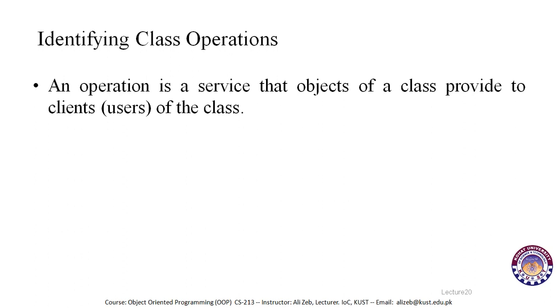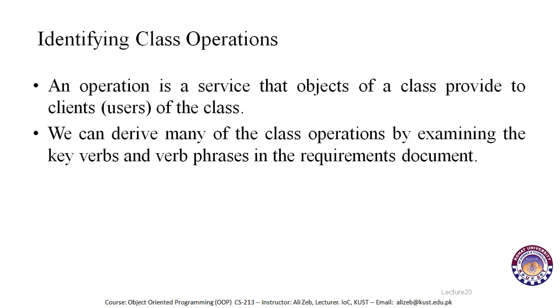Once we have identified the attributes of our classes, we can move on to identifying the class's operations. An operation is a service that objects of a class provide to clients or users of the class. So what is the behavior, or what are the things that a class is supposed to do? That is defined through the operations or functions of the class. We can derive many of the class operations by examining the key verbs and verb phrases in the requirements document.